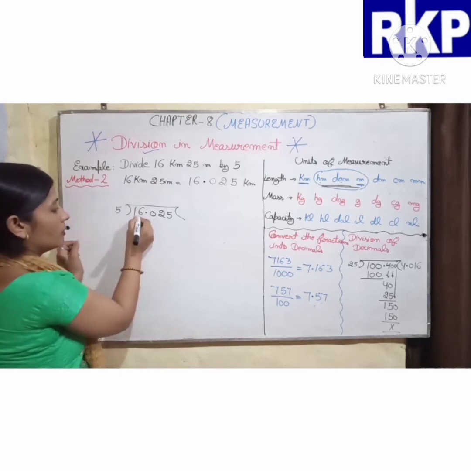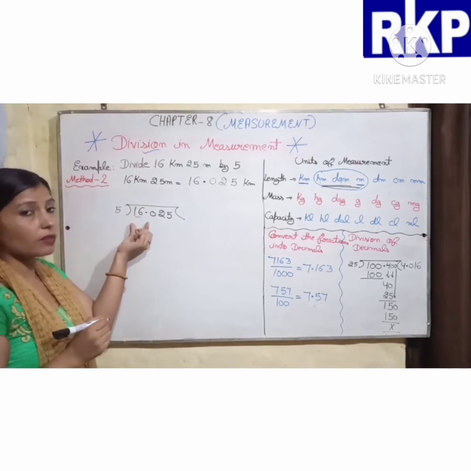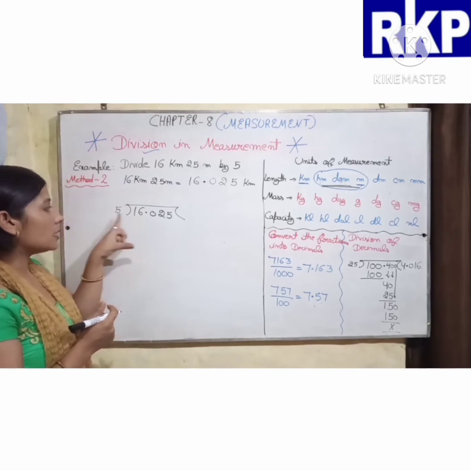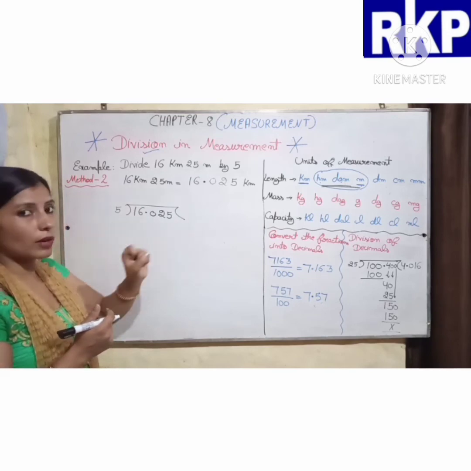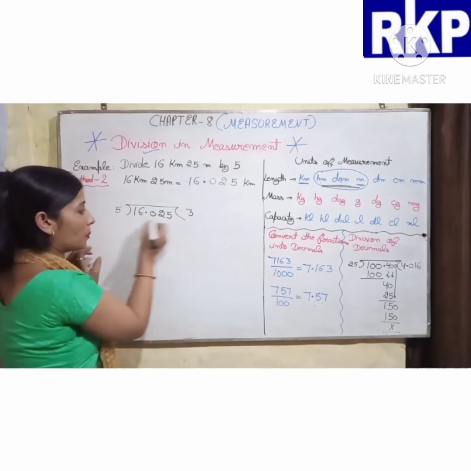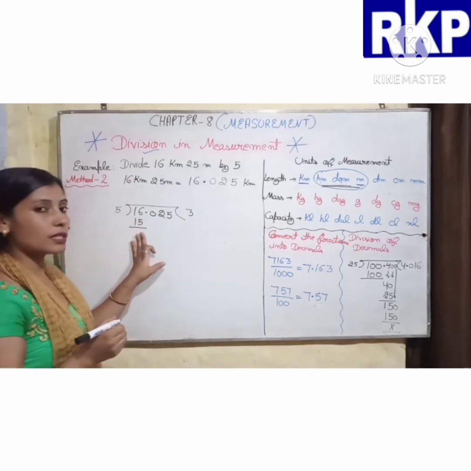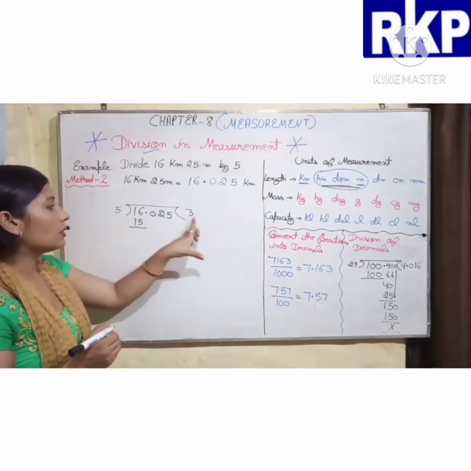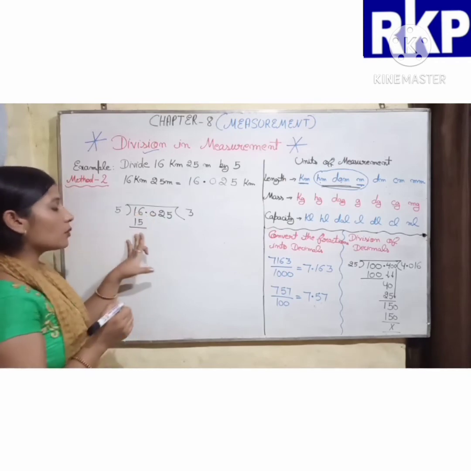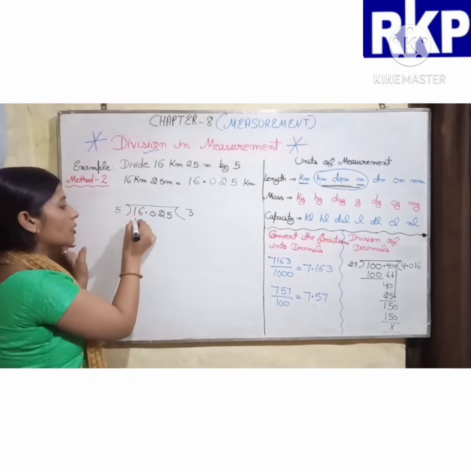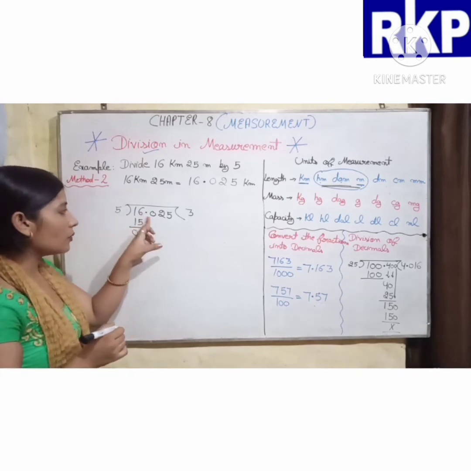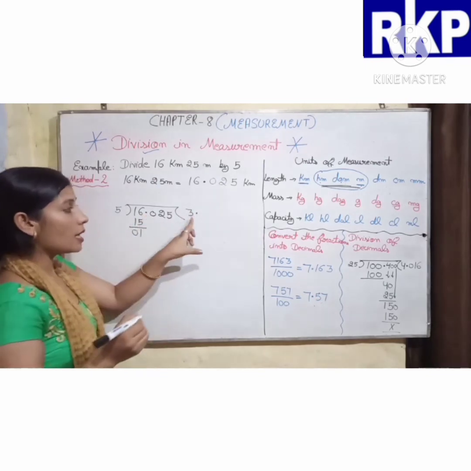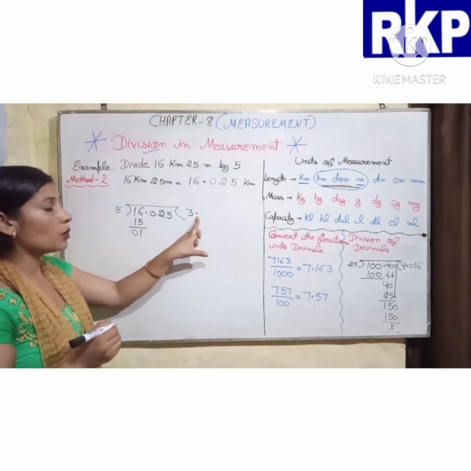So now we have 16. When we take one more digit, we have 16, and now we have to divide 16 by 5. Think about the table of 5. 5 3s are 15, because 5 4s are 20, which is greater than 16. So we will write 5 3s are 15. Now we subtract: 6 minus 5 is 1, 1 minus 1 is 0. Now here we have a decimal point, so in the answer, in the quotient also, we need to put a decimal point.